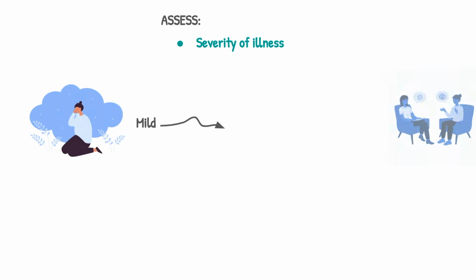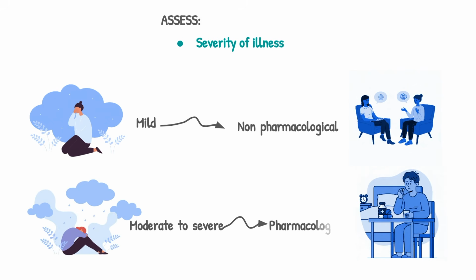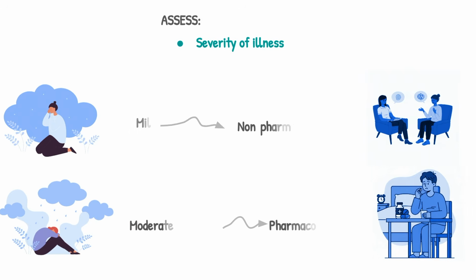Severity assessment helps determine the intensity of treatment required. Mild psychiatric conditions may respond well to non-pharmacological interventions, whereas moderate to severe illness usually requires medication. Severity also influences drug choice, dose, and urgency of intervention.